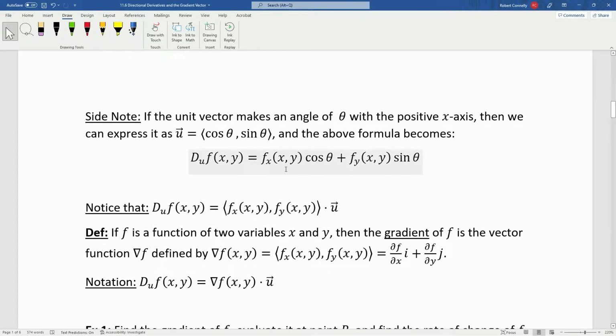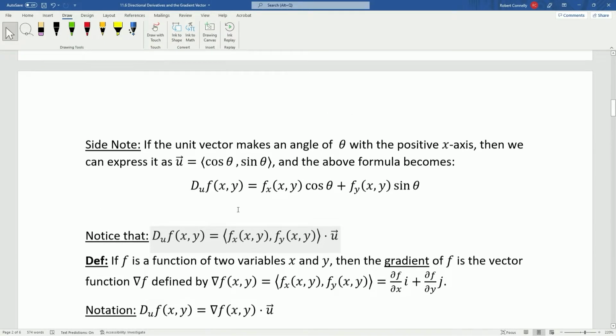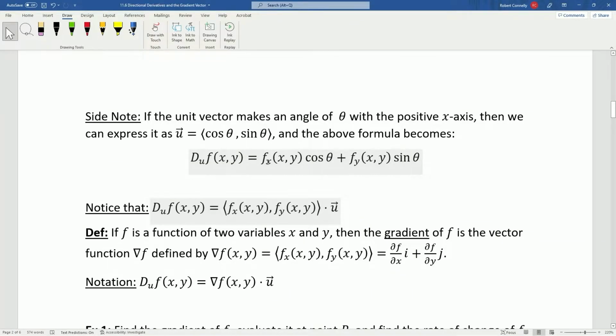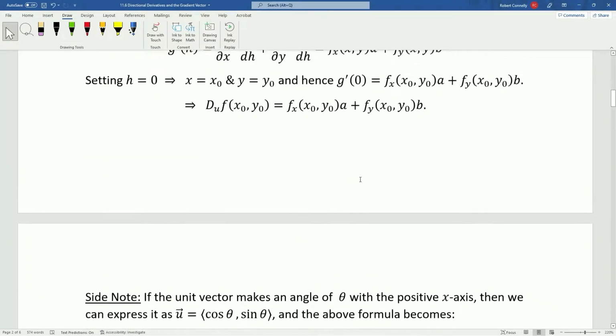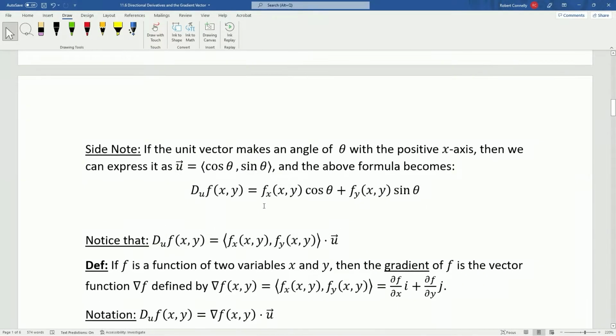Now, we can actually rewrite this directional derivative in a slightly different way. Because what is this directional derivative? The partial with respect to x times cosine of theta plus the partial with respect to y times sine of theta, or times a and times b. Well, that's the same thing as the dot product between this unit vector and this vector here, which we're going to call the gradient vector. So this is the vector of f with respect to x, f with respect to y.